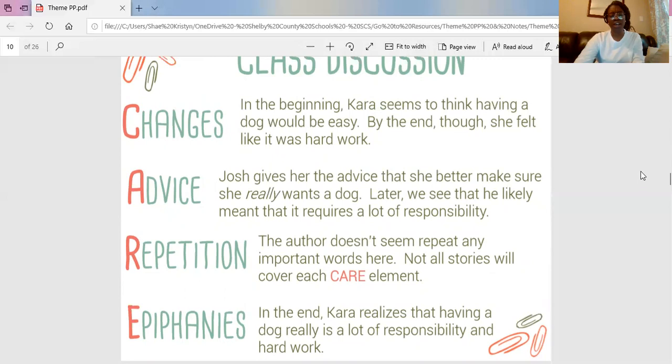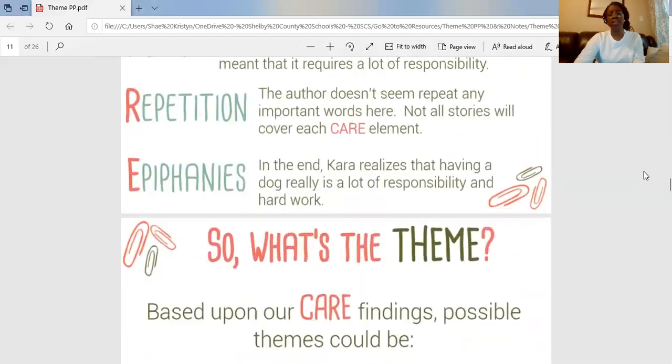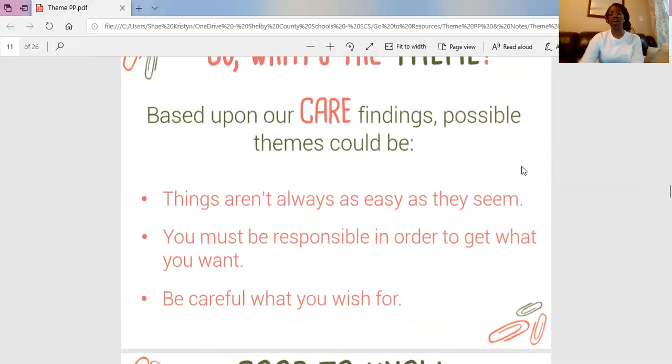But we've talked through it and I've talked through this slide. So what's the theme based on our finds? So hopefully you are thinking of some things in your head now. And if you did, hopefully you came up with something like this: things aren't always as easy as they seem. Remember, in the beginning, Kara believed that having a dog was easy, but at the end, she actually admits that it's rough. And the advice that her friend gave her, that's just a little more evidence to help you bring that theme on home.